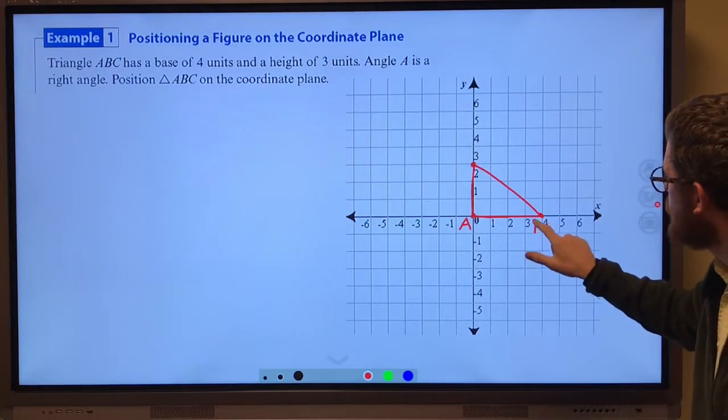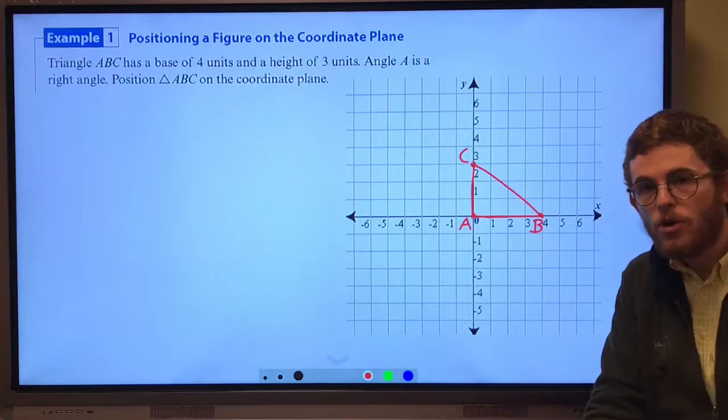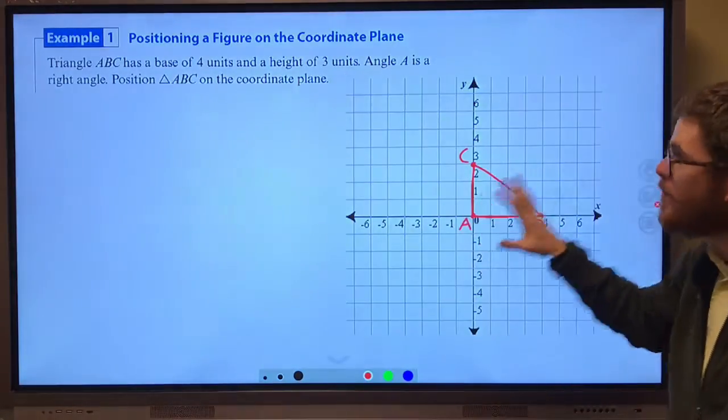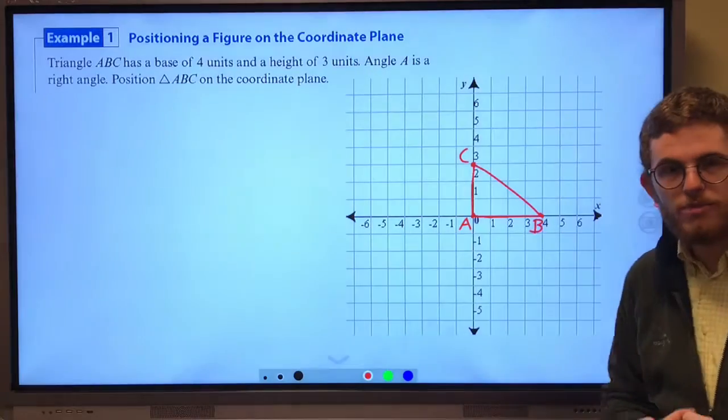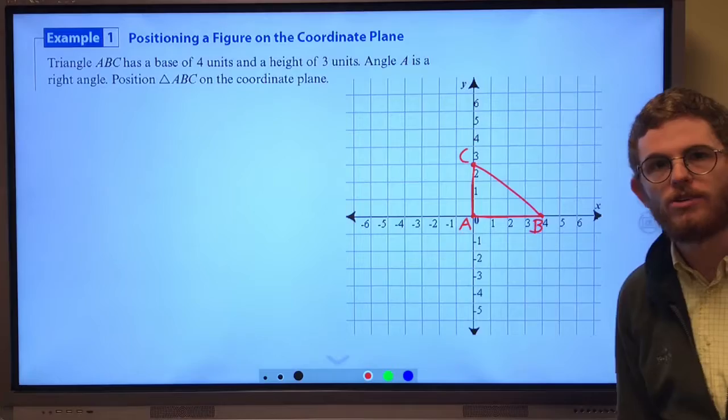I'm going to name this ABC on my diagram, but notice once again how I was smart. I mean, I could have put this anywhere, but it just makes it easiest if I use the origin and I use the axes when I can.